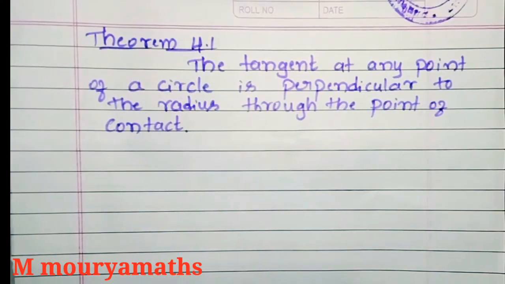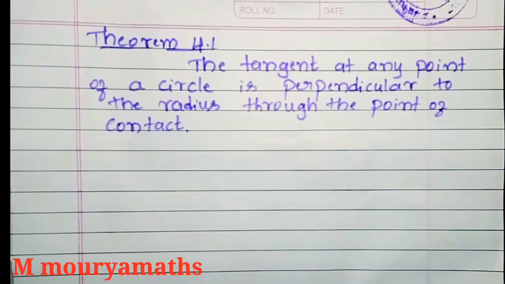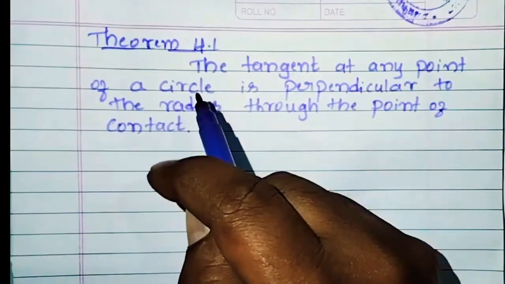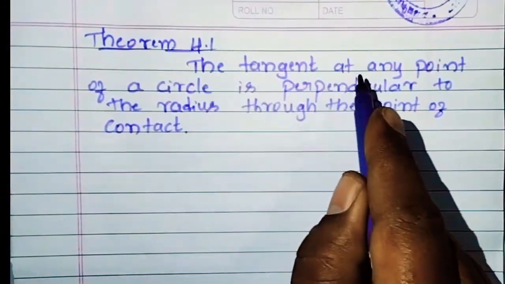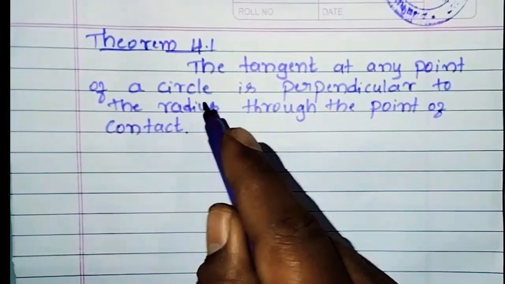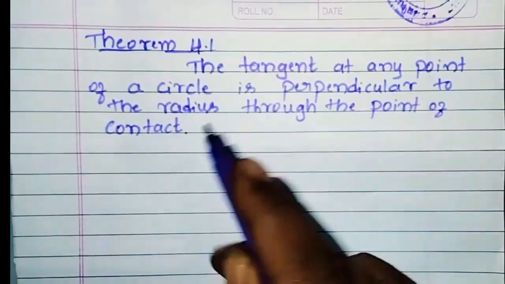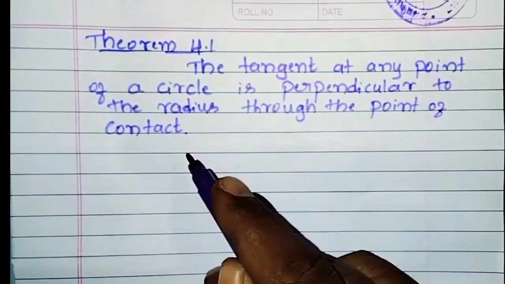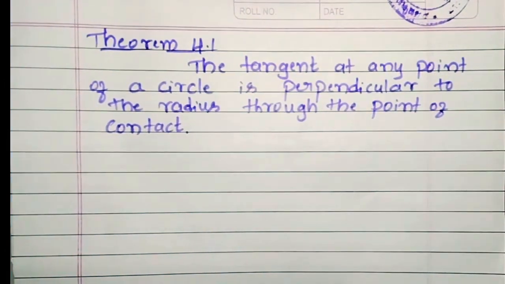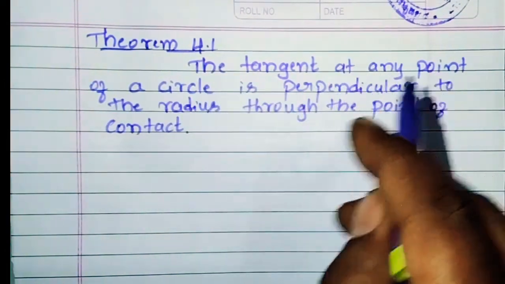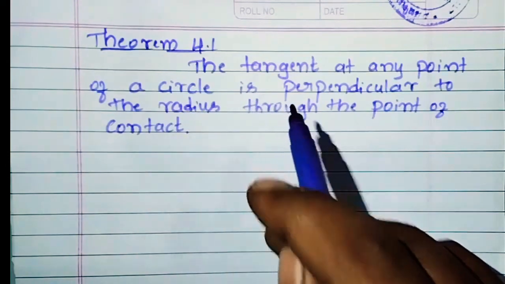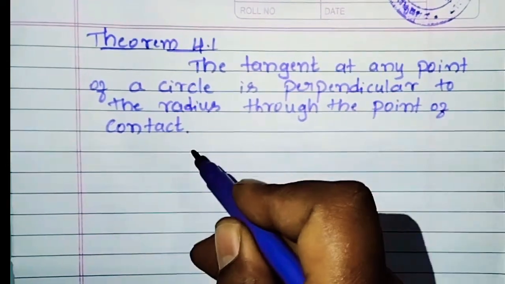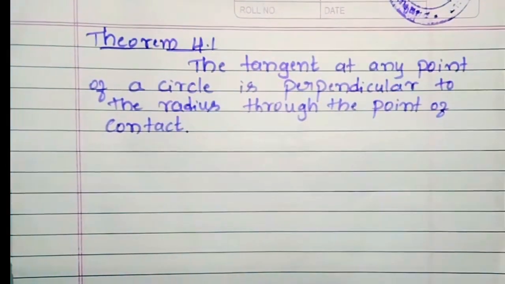Dear students, today let's learn a very important 3 marks theorem, a circle theorem. Look here at the statement: the tangent at any point of a circle is perpendicular to the radius through the point of contact. Okay, the tangent at any point of a circle is perpendicular to the radius through the point of contact.